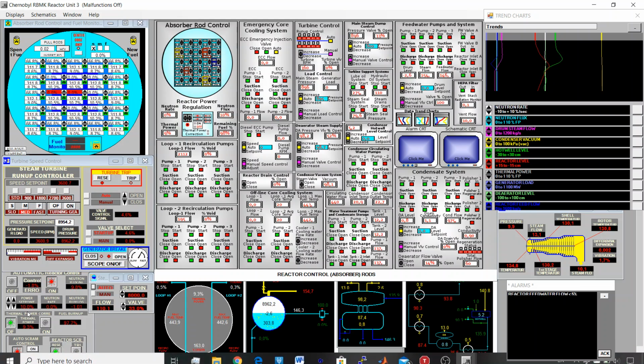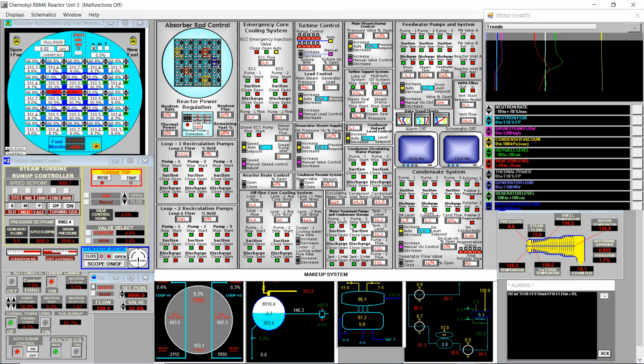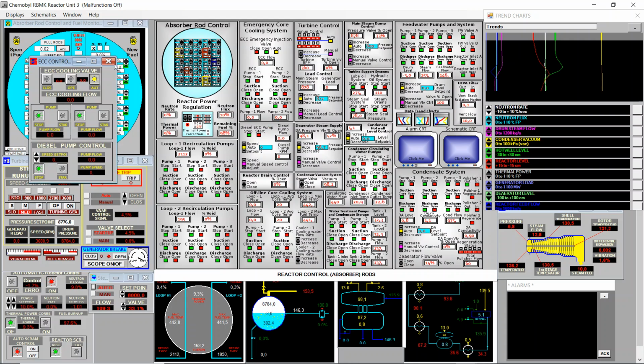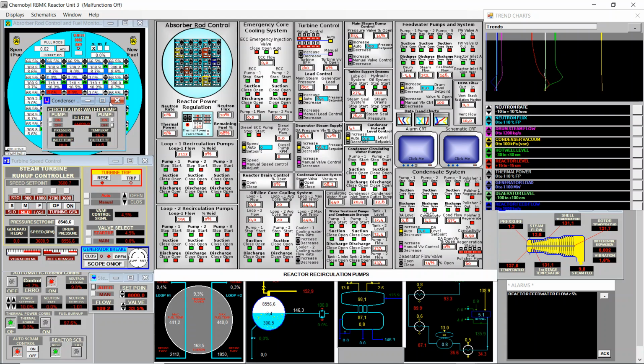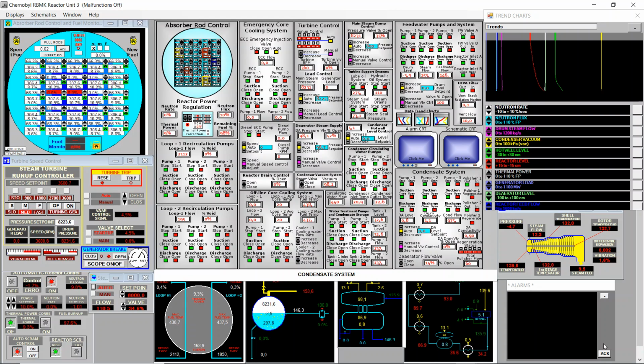That's fine. The auto scram control is connected. Everything looks fine. The diesel is in auto. Reactor drain control is correct. Condenser vacuum, yes, it's engaged. The two pumps are on. We are in the startup valve. I will try again.